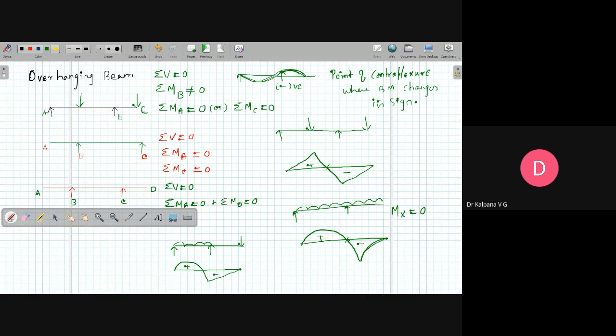An overhanging beam is a combination of simply supported and cantilever. I told that simply supported is always a sagging moment, and cantilever is a hogging moment. So both plus and minus come, and the change in bending moment diagram occurs.